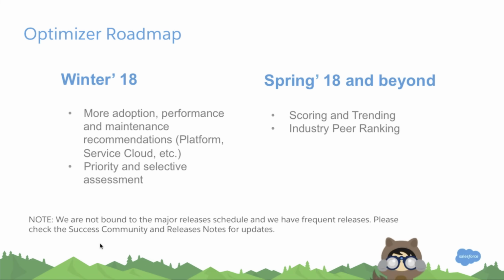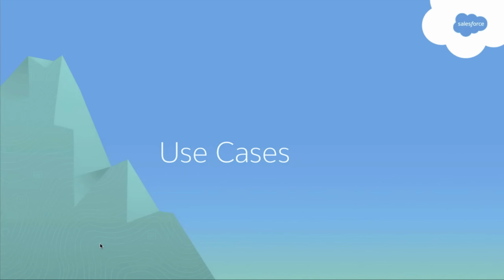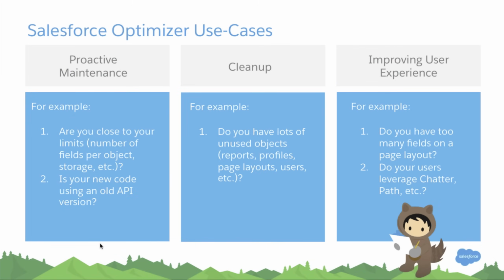So you can check the success community. We usually do product announcements when we have new releases with what's changed and what is new. So I'm gonna dive a bit into the use cases and how you can leverage a report. So if you start today, you're gonna click the optimizer, and you can do three main things with the optimizer.